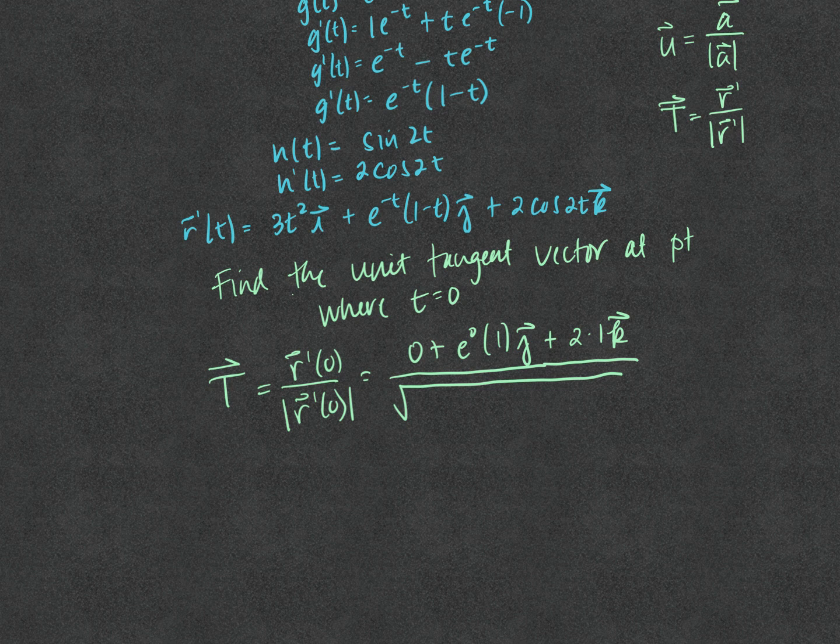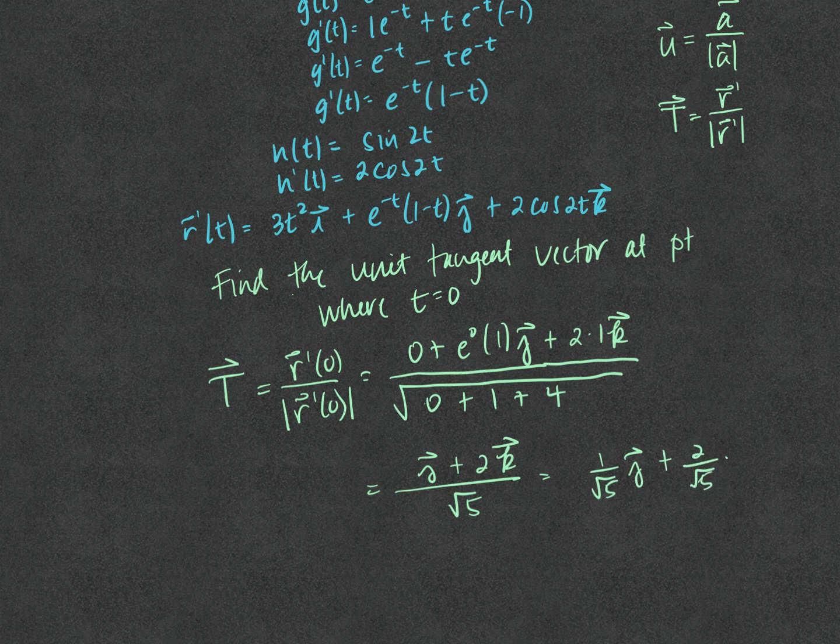So we have 0 squared is 0, plus e to the first times 1 is 1, squared is 1, plus 2 times 1 squared is 4. So this means we have 1j plus 2k over the square root of 5. So when we finish this, we end up with 1 over the square root of 5 j, plus 2 over the square root of 5 k.